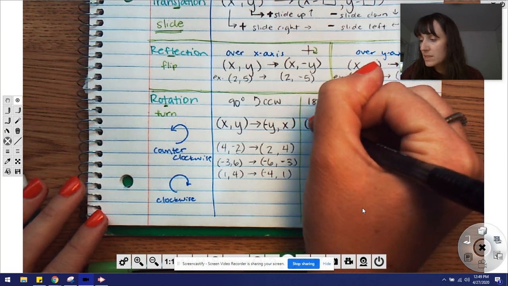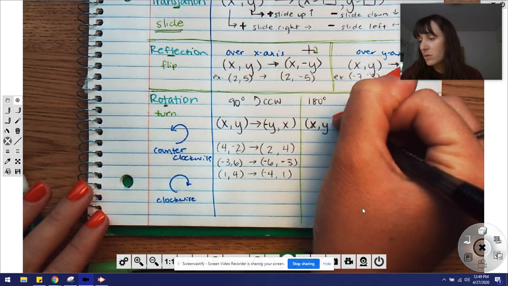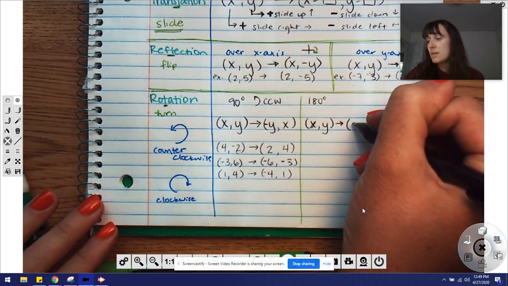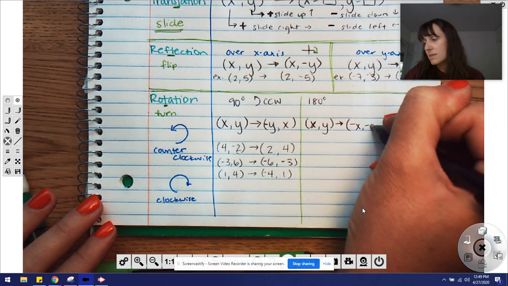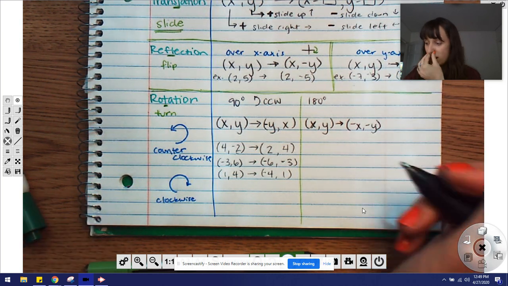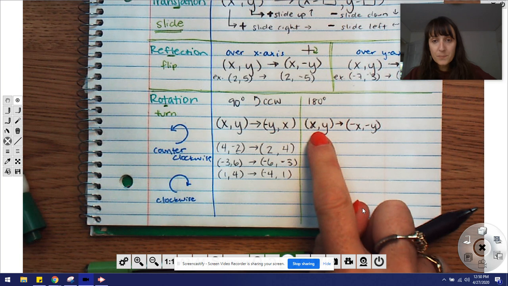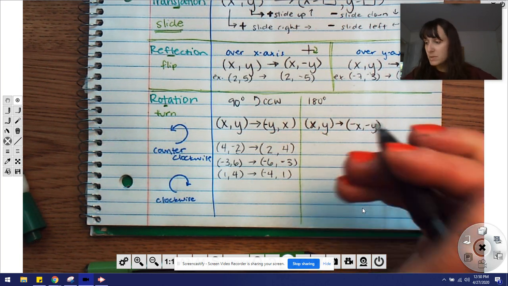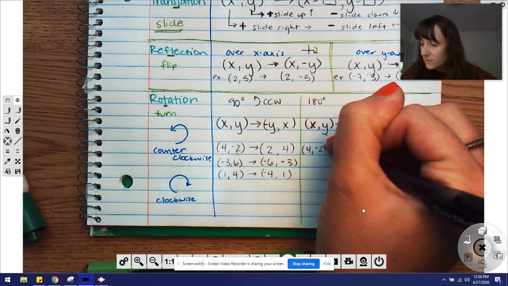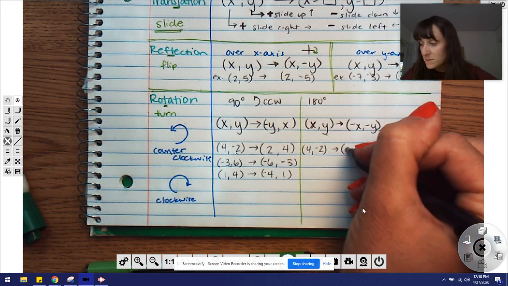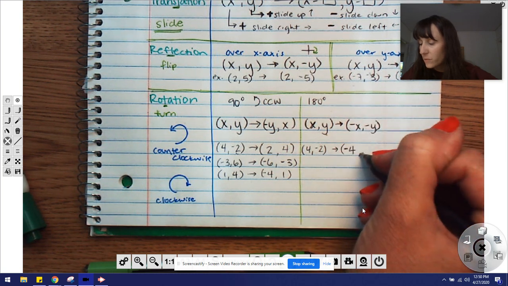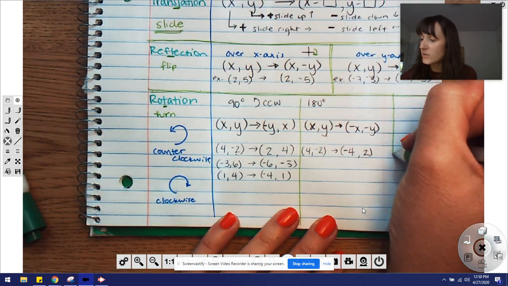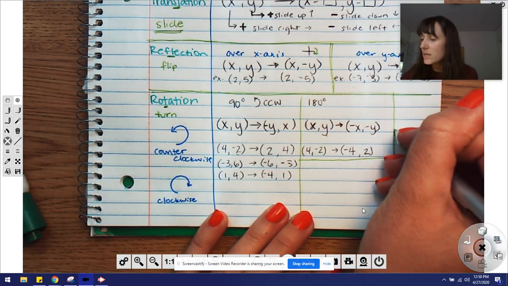The way that this works is (x, y) becomes (-x, -y). So here, the x and the y stay in the same spot, but they both become opposites. So (4, -2) now becomes, they stay in the same spot, but both become opposite, (-4, 2). So that's our 180-degree rotation. That is the most simple one.